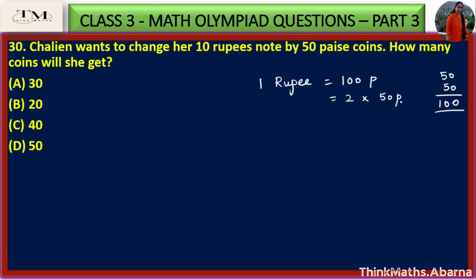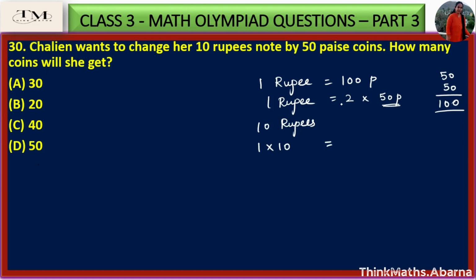So 2 50 paise coins makes 100 paise. 100 paise is nothing but 1 rupee. So 1 rupee is nothing but 2 50 paise coins. We need 50 paise coins. How many rupees note is there? 10 rupees. So there are 10 rupees. 10 rupees is nothing but 1 into 10.